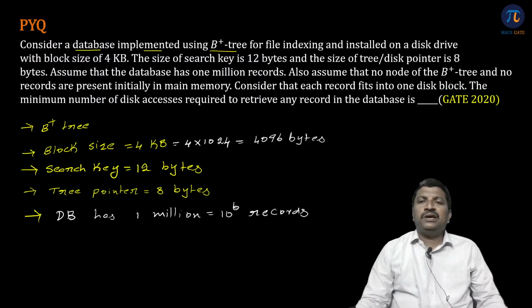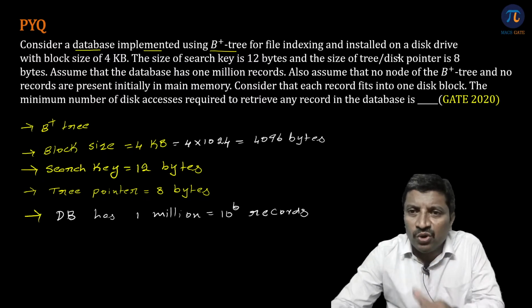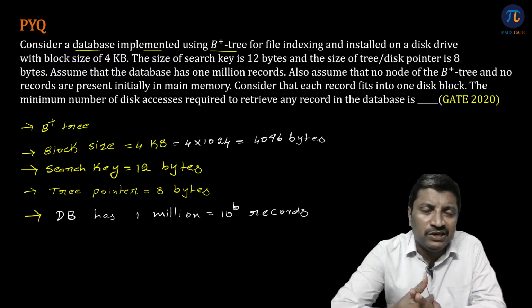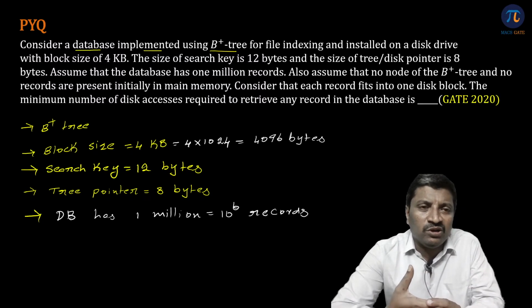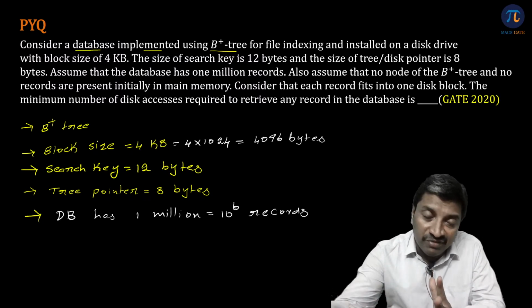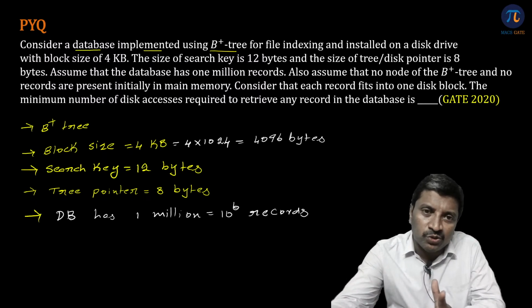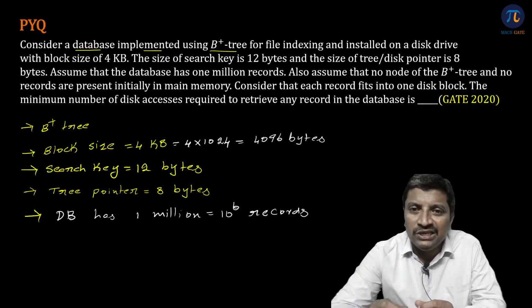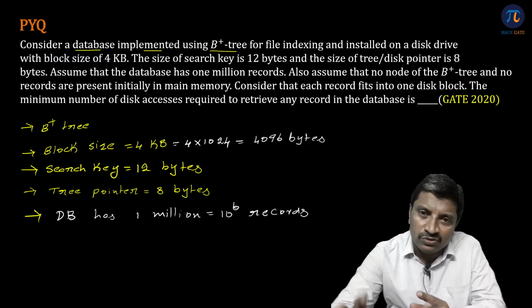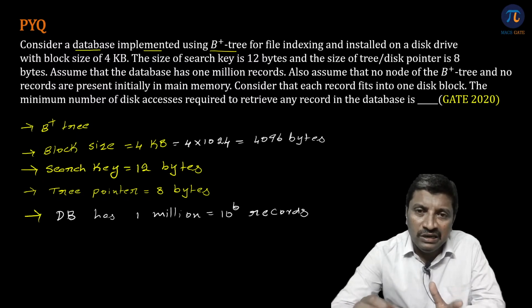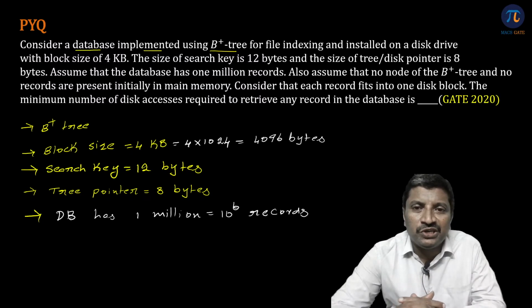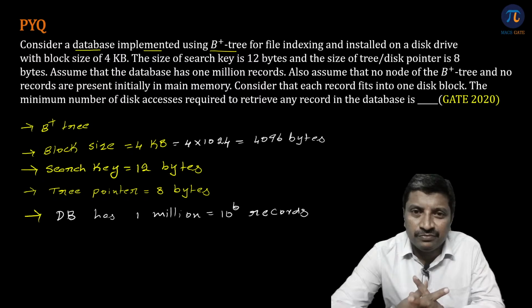Please check it, sir. Now, assume no node of B plus tree and no records are present initially in the main memory. So we don't have any records in the main memory. Every record I need to bring from the secondary storage to RAM to work on it. Consider that each record fits into one disk block. So the same we are assuming, sir, every record fits in one disk block. The minimum number of disk accesses required to retrieve any record in the database.